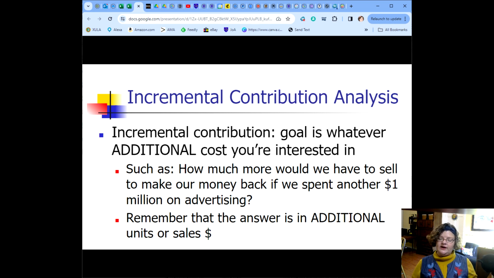So just a few more details about the incremental. The goal is going to be whatever additional cost you're interested in, so you're going to put that on top, and you want to remember that the answer is in additional units or sales, not the total number of units or sales you would need. It's only going to be additional units or sales.